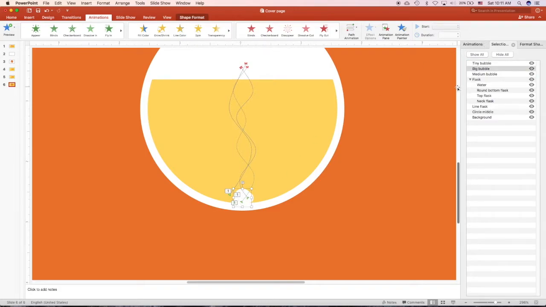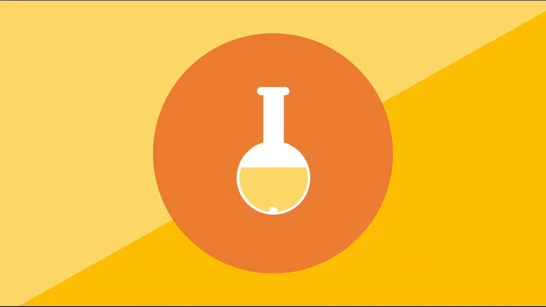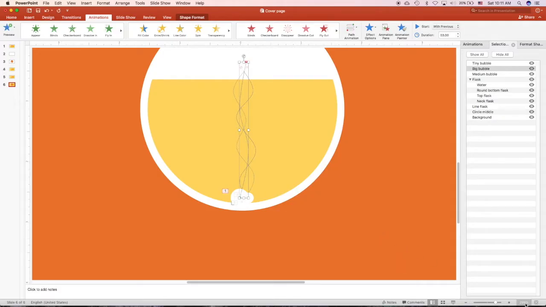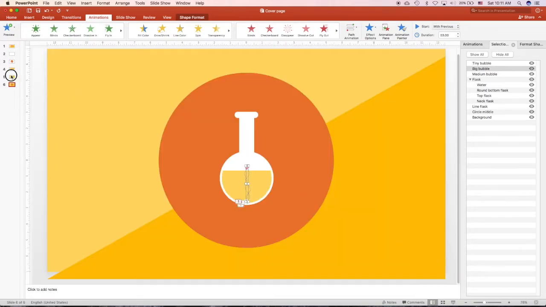So the big bubble is a bit off, so I will move it a bit to the center, and then I move this path to the center also. So you can see that all of the bubbles start from the middle at the bottom and rise up. That's what I want. So zoom out.